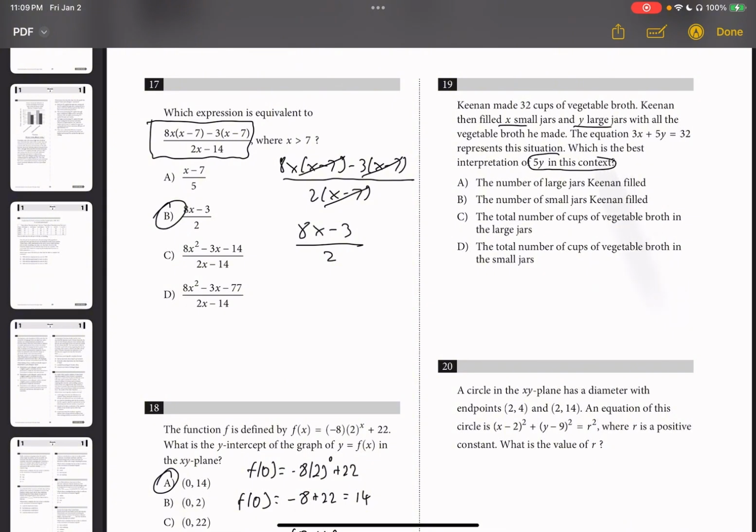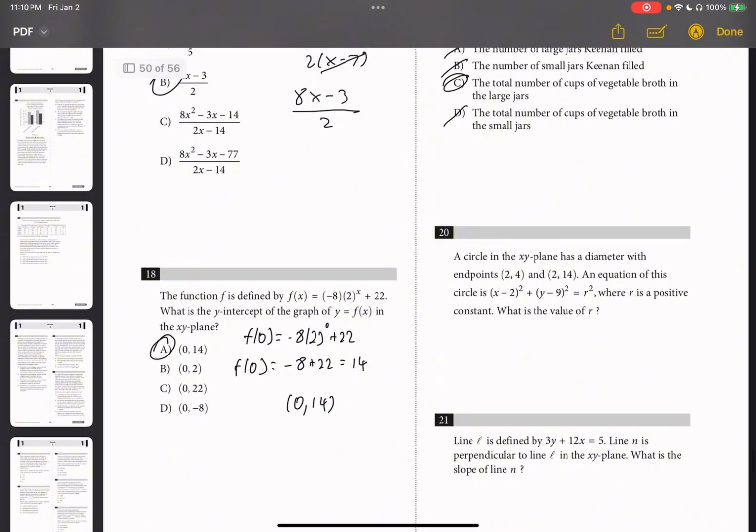Okay, so if he has 32 cups and he fills x small jars, that means there are 3 cups in every small jar and 5 cups in every large jar, based on this equation over here. So 5y would represent the total amount of cups held within large jars. So the number of large jars Keenan filled, no, that would just be y. The number of small jars Keenan filled, no. The total number of cups of vegetable broth in the large jars, yes. The total number of cups of vegetable broth in the small jars, no.